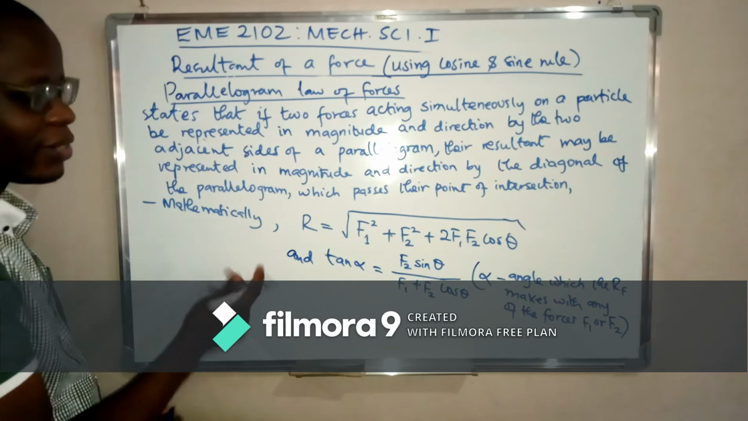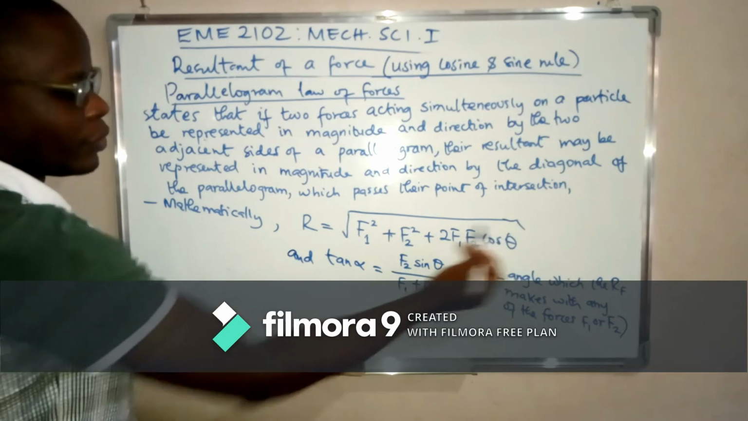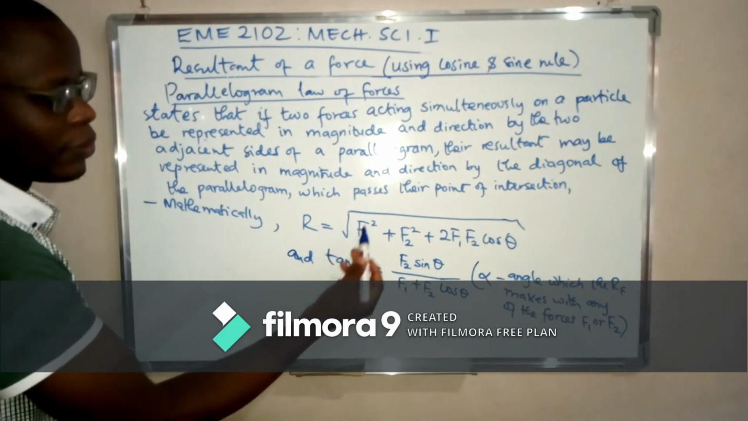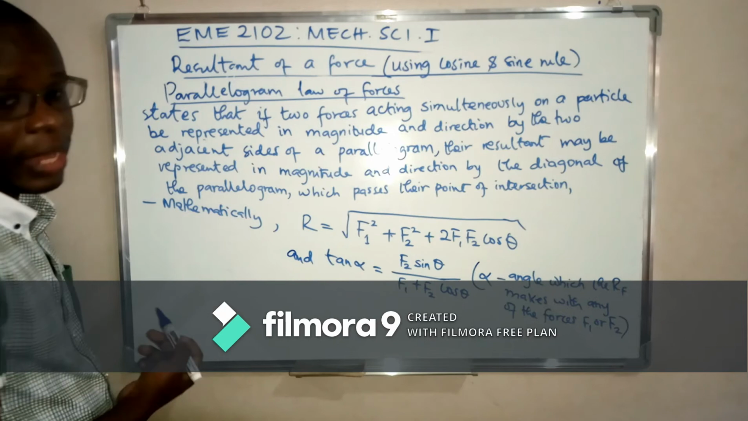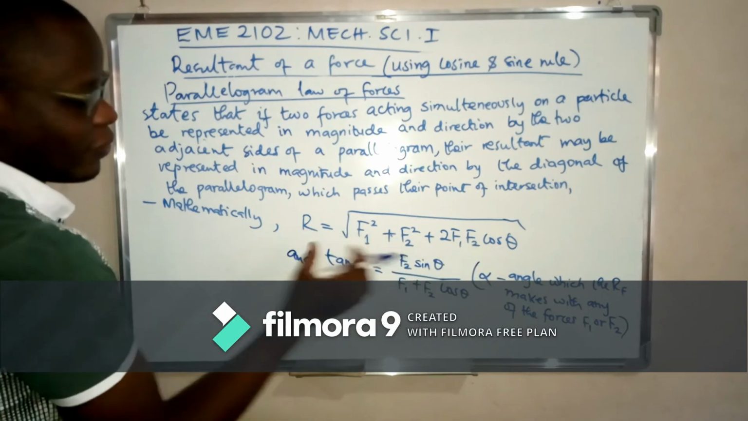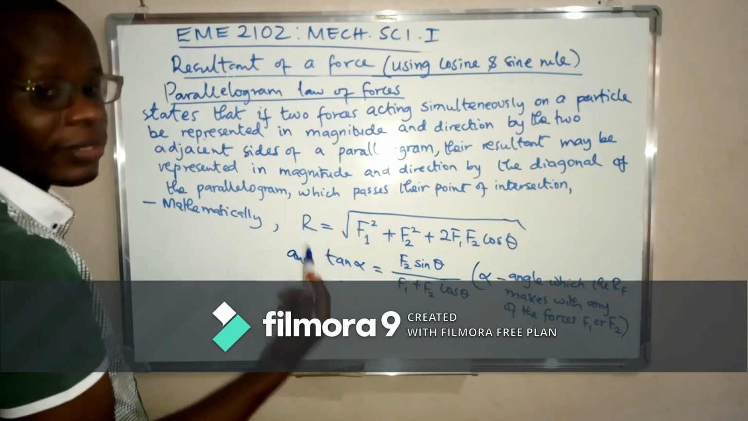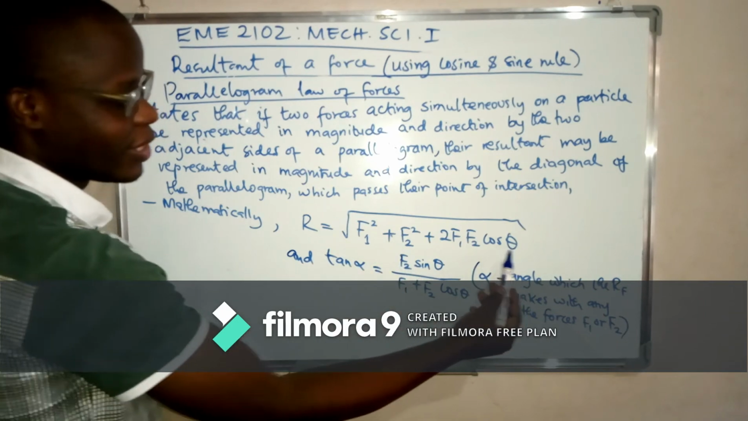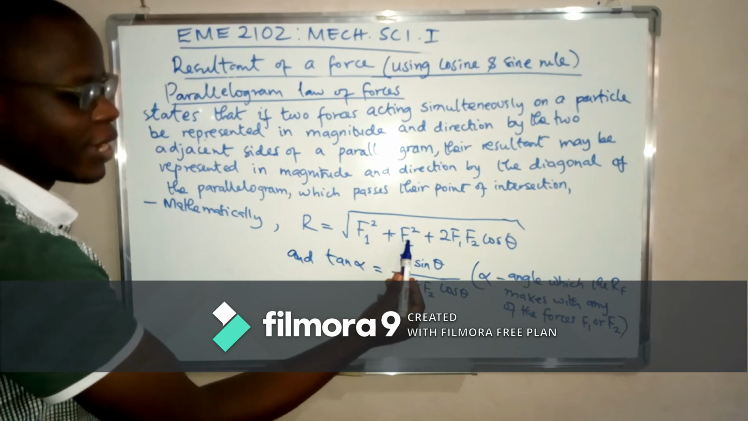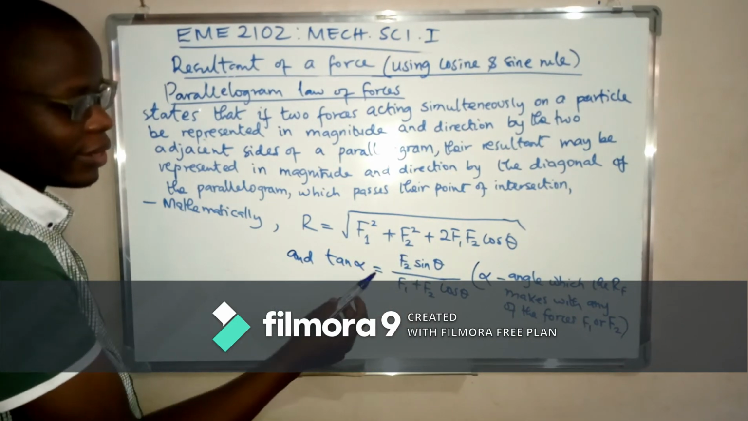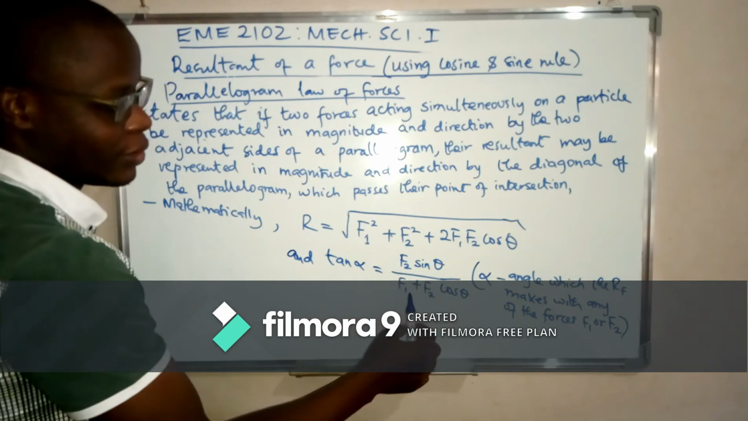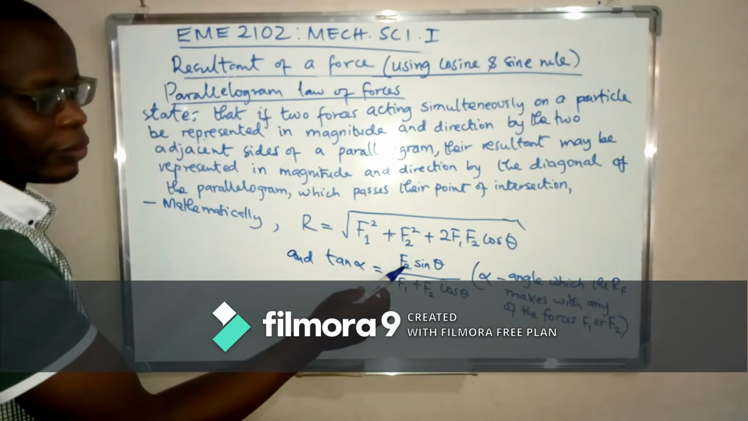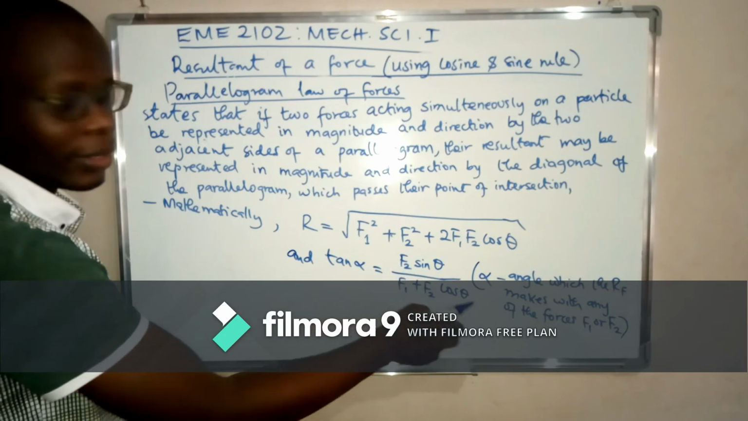Mathematically we can represent that by this equation here, whereby R is the resultant force. To get the resultant force, we have these two forces, F1 and F2. This is the general formula for getting the resultant force. F1 and F2 are the forces whose resultant we are getting, and theta is the angle subtended between these two forces. Now if you want to get the angle between any of the forces and the resultant force, tan theta is equal to F2 sine theta over F1 plus F2 cos theta.